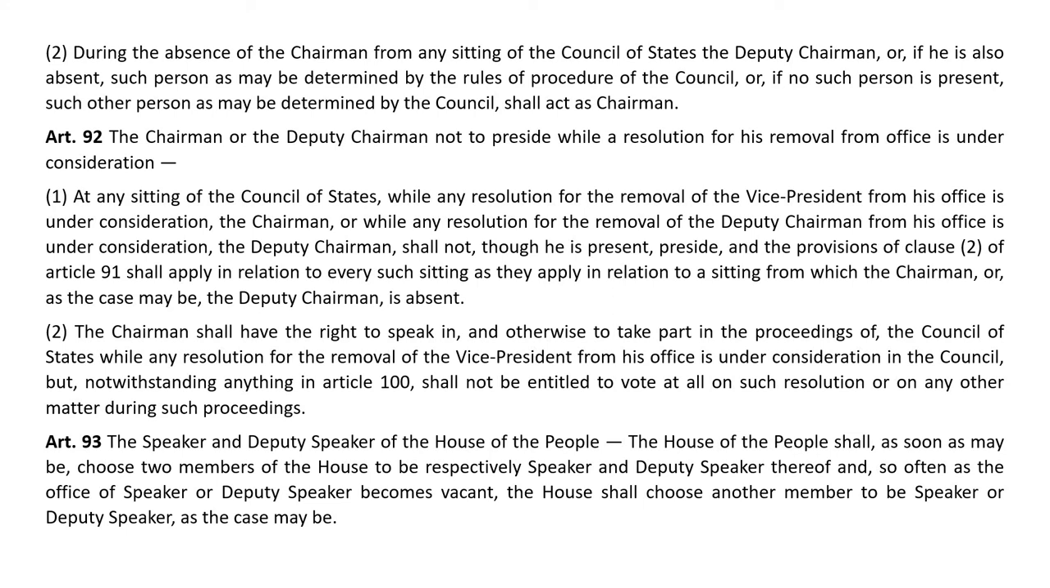Article 92. The chairman or the deputy chairman not to preside while a resolution for his removal from office is under consideration. At any sitting of the Council of States, while any resolution for the removal of the Vice President from his office is under consideration, the chairman, or while any resolution for the removal of the deputy chairman from his office is under consideration, the deputy chairman shall not, though he is present, preside, and the provisions of clause 2 of Article 91 shall apply in relation to every such sitting as they apply in relation to a sitting from which the chairman, or as the case may be, the deputy chairman is absent.